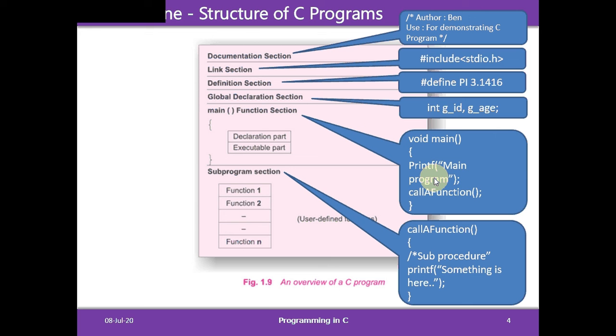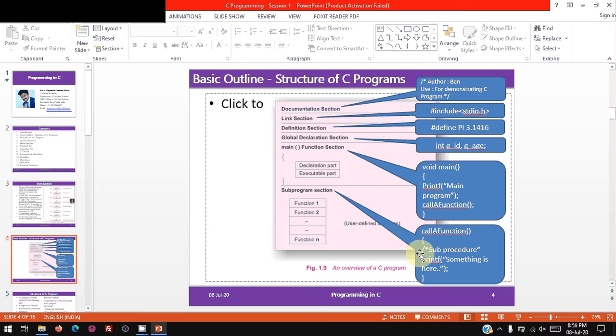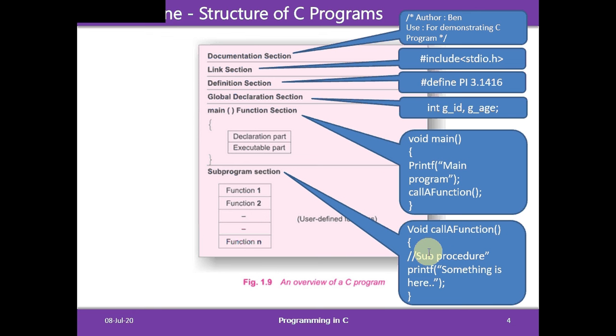So in the next section, the subprogram section, the call function can be defined. There should be a void before the call function. So void call function, and here it is followed by a single line comment. Single line comments can be given like this, and the single line comment specifies sub procedure, and printf something is here. So if we call this call a function, something is here will be printed.